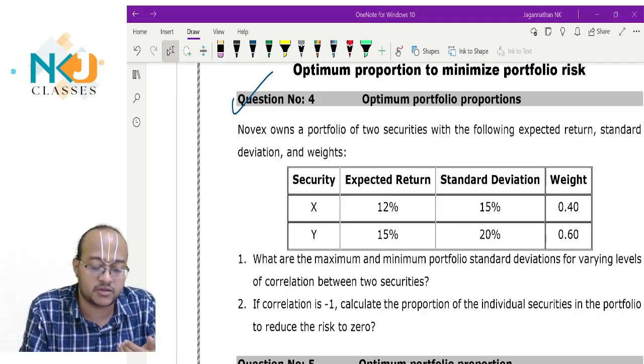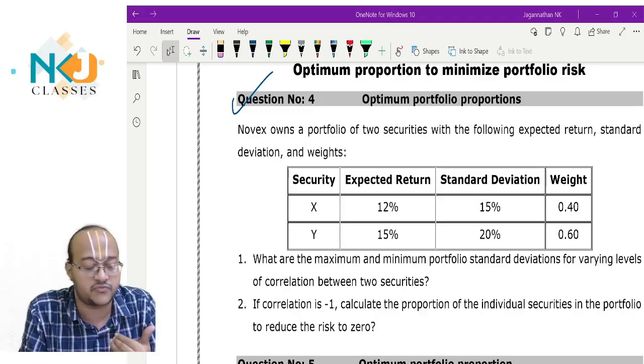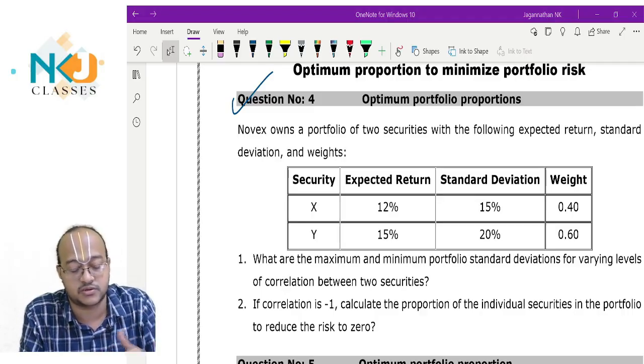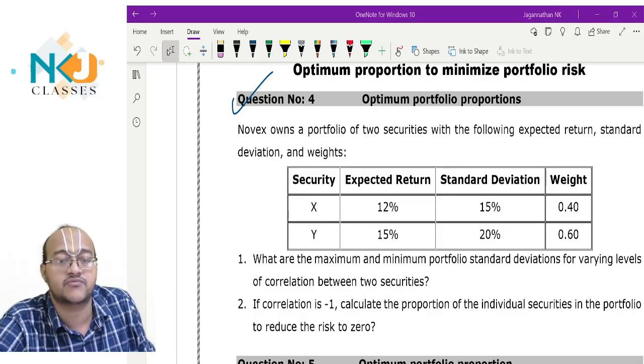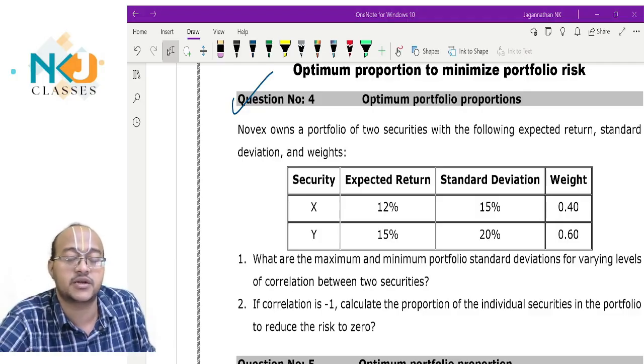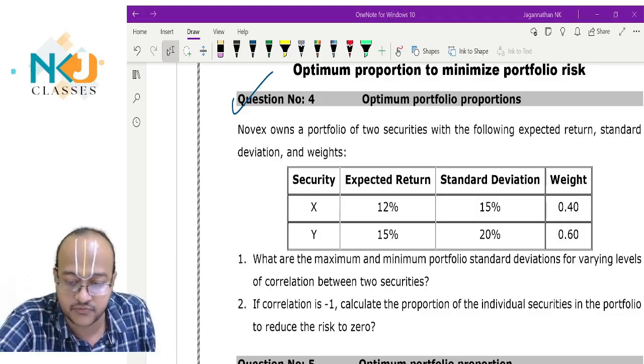What are the maximum and minimum portfolio standard deviations for varying levels of correlation between those two securities? Nothing but we need to find the portfolio risk when the correlation is +1 and when the correlation is -1. Shall we see here? First, what will we do?